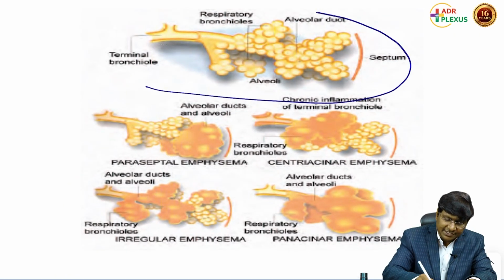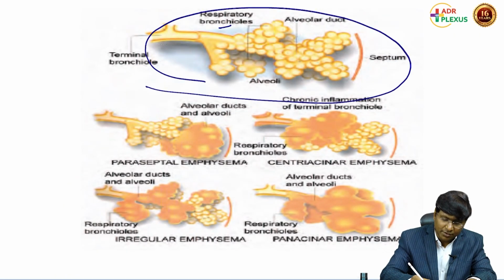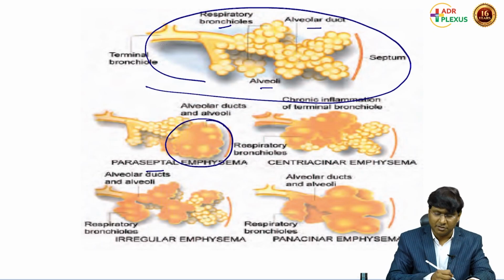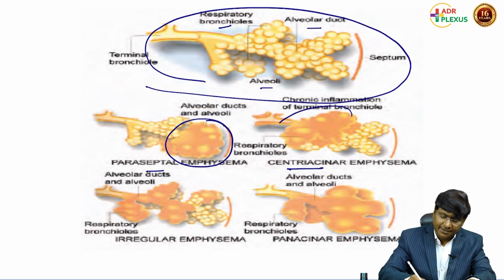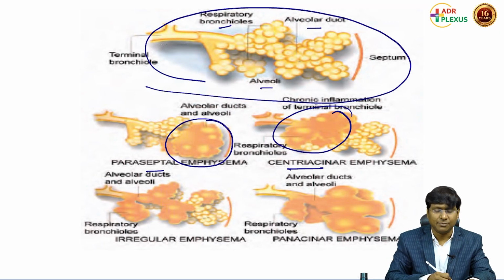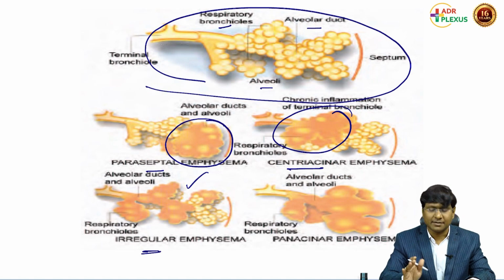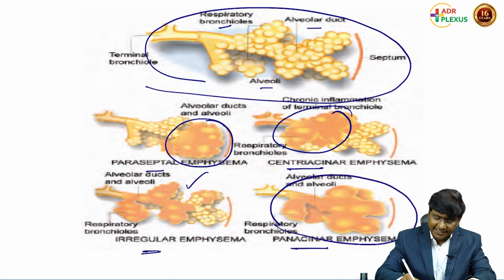Now, this entire structure is the acinus, that is the respiratory bronchiole, then the alveolar duct, alveolar sac, as well as the alveoli. And accordingly, in paraseptal emphysema, it is the distal part of the acinus which is abnormally, irreversibly dilated. In centriacinar emphysema, it is the proximal part of the acinus which is abnormally, irreversibly dilated. In irregular emphysema, any part of the acinus can be dilated. In panacinar emphysema, it is the entire acinus which is abnormally, irreversibly dilated.